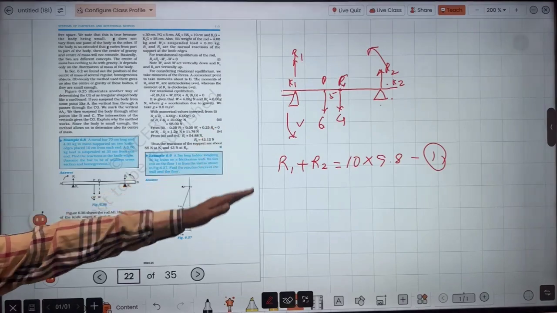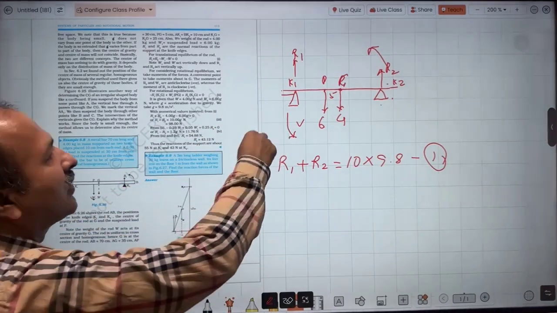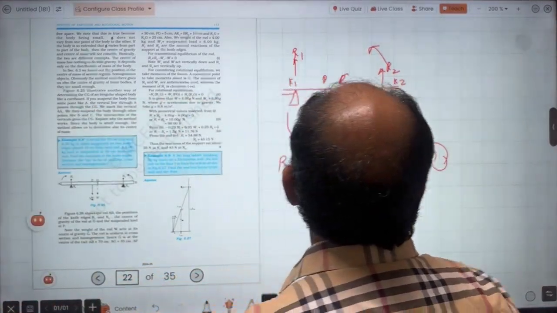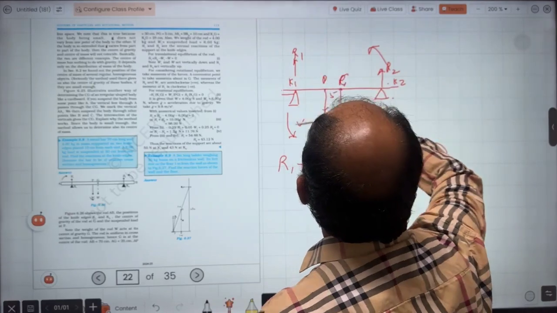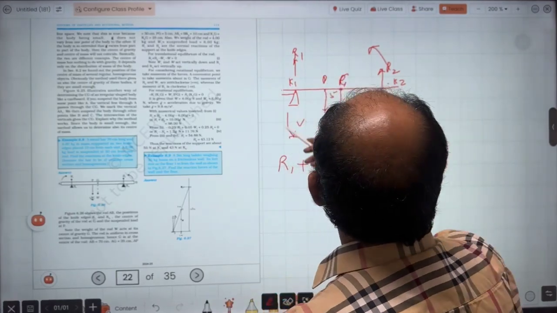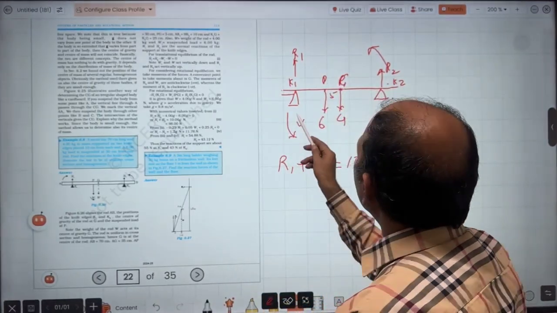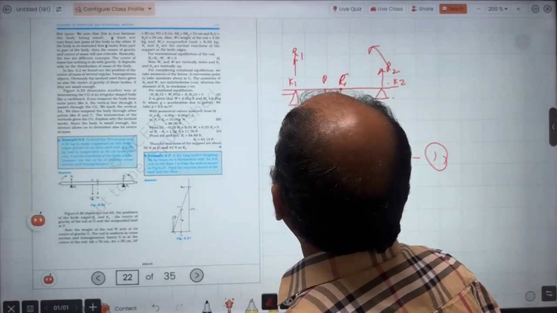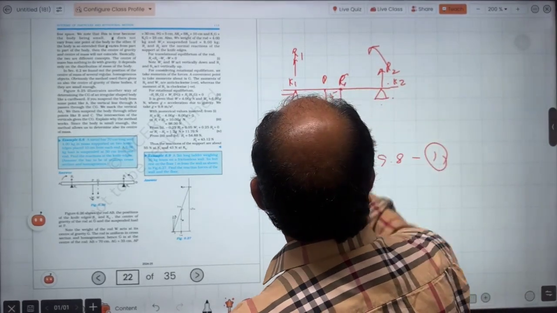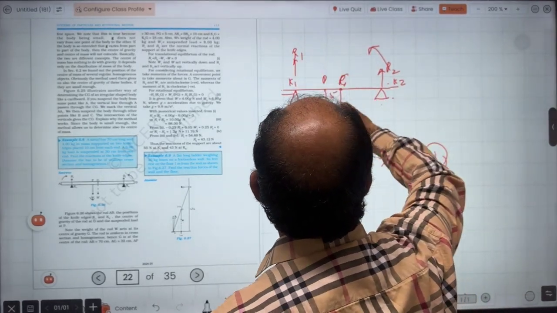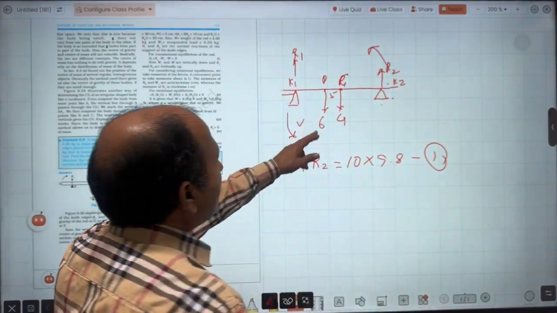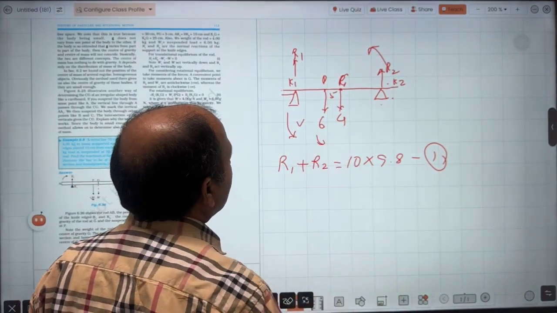And then we consider rotational equilibrium. For that we take clockwise and anti-clockwise moments. So this is anti-clockwise. So we take this distance and the force acting on it. So we can write R1. So here what is happening? Here weight is 6 kg, so this is like this.